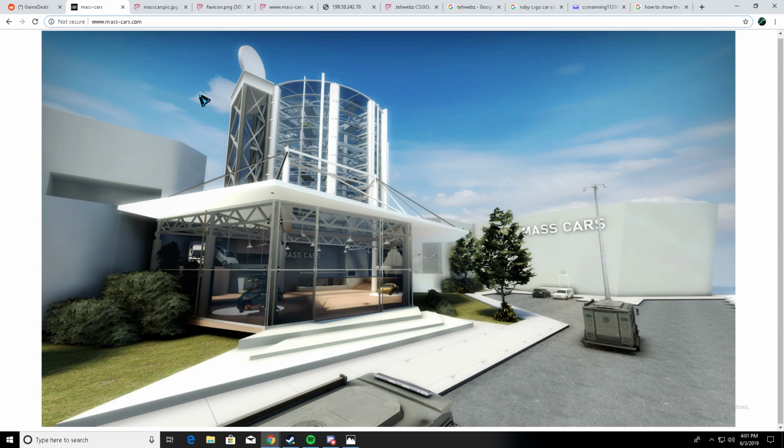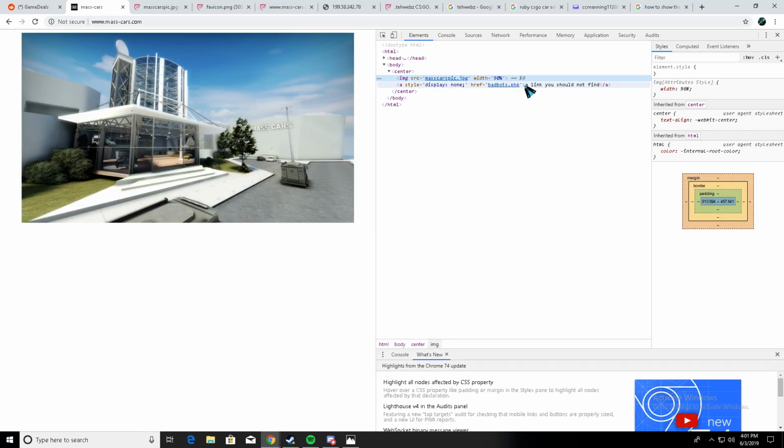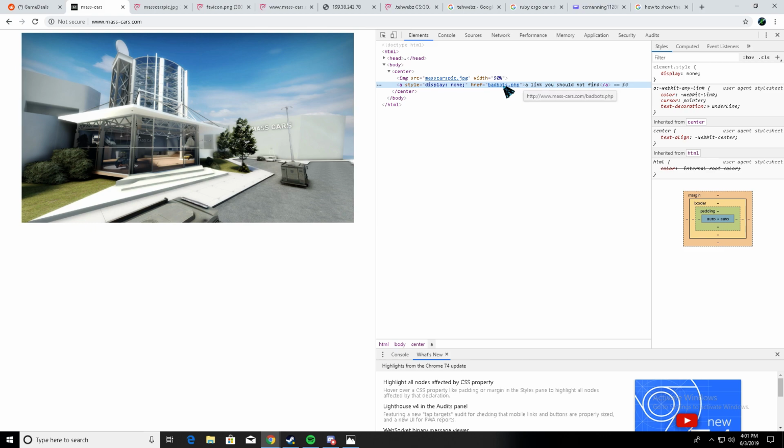Anyway, I did inspect element and started looking around, and the first thing I saw was this right here, a link you should not find, which is badbots.php, and I think it's this right here. Yeah. And if you actually went to that, it just said no biscuit. And when I saw this where it said no biscuit, I freaked. I was like, there's got to be something else here.